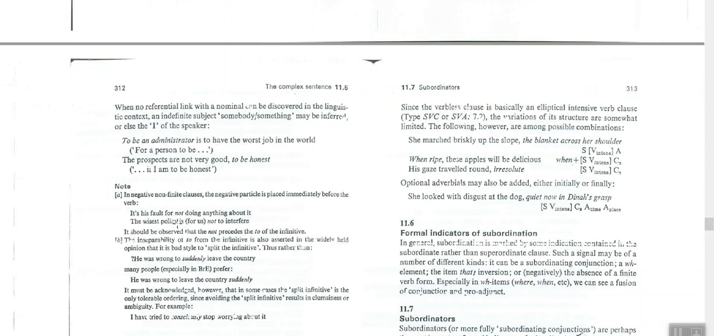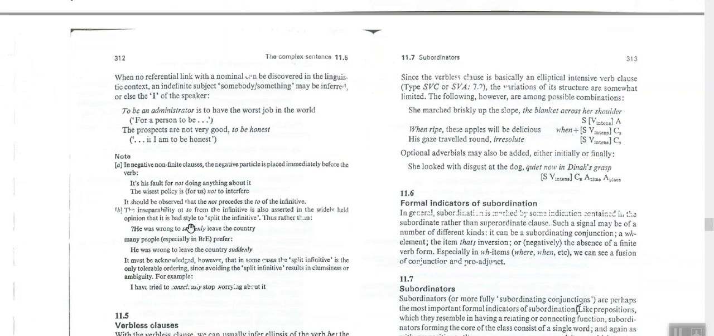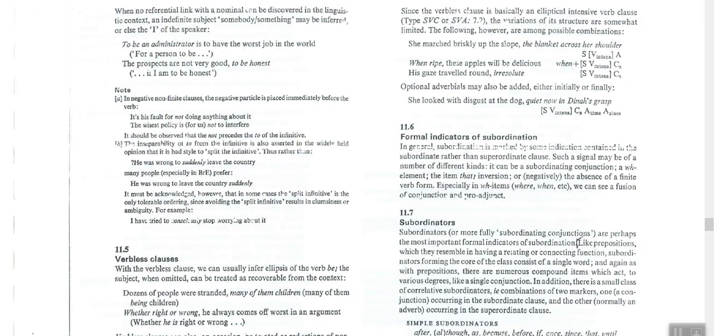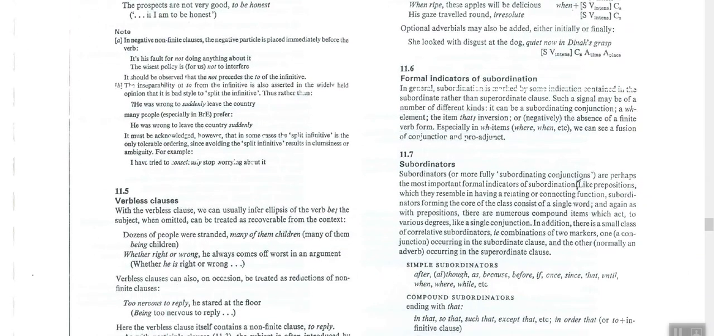It is his fault for not doing anything about it. The wisest policy is not to interfere. Okay? This is, see, for explanation, for us. Delete it, omit it. The wisest policy is not to interfere. It's for us, it means, for us not to interfere. That's important. Not P.